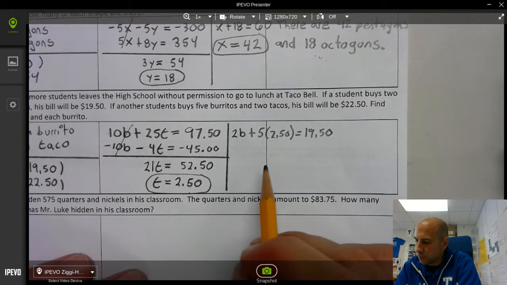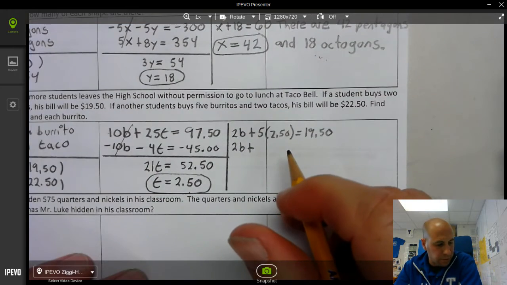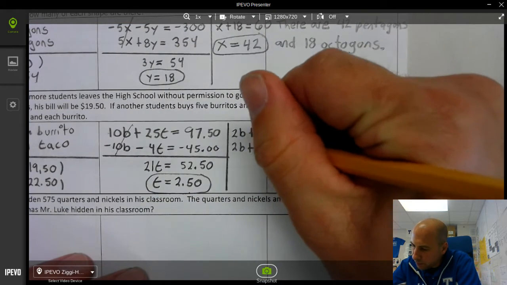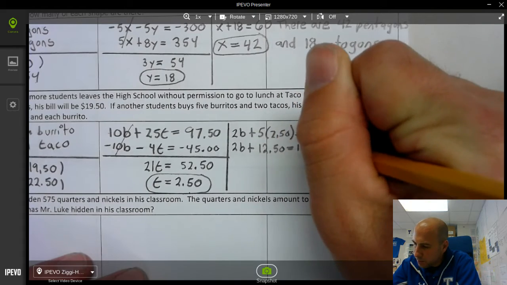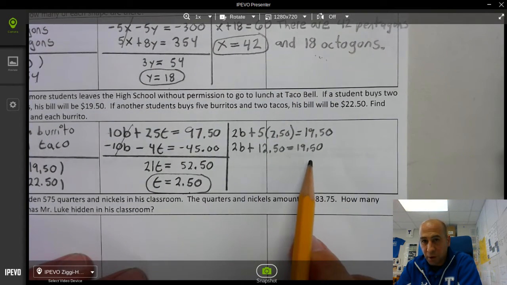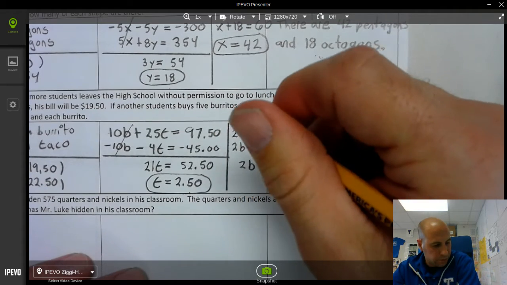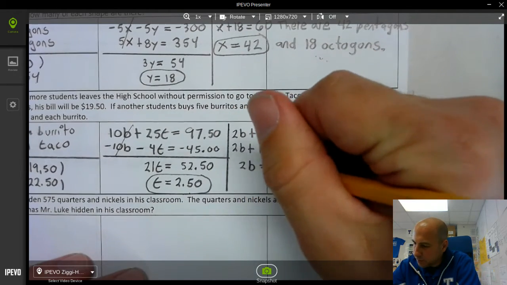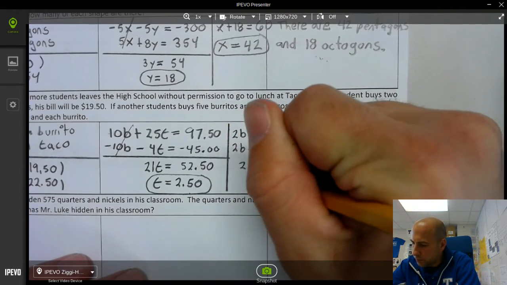So now we're going to solve for B. So you get 2B plus 5 times 250 is 1250 equals 1950. Subtract 1250 from both sides, you get 2B equals 700. Divide by 2, B equals 350.